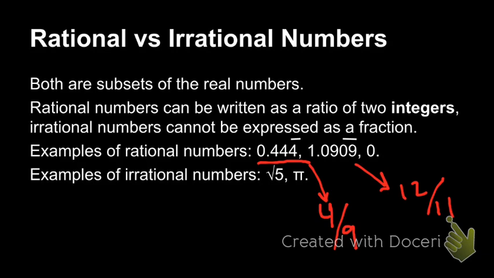0, also a rational number. That could be expressed as a fraction: just 0 over any number that's not 0. And then these other two, root 5, the square root of any non-perfect square will be irrational, because if you were to express it as a decimal, it would go on without terminating, without any pattern. Same thing with pi, which is the ratio of a circle's circumference divided by its diameter. If you watch some of my geometry videos, you can learn a little bit more about pi.